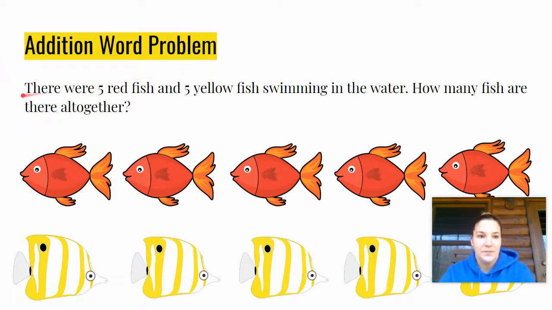Let's read this one together. There were 5 red fish and 5 yellow fish swimming in the water. How many fish are there altogether?